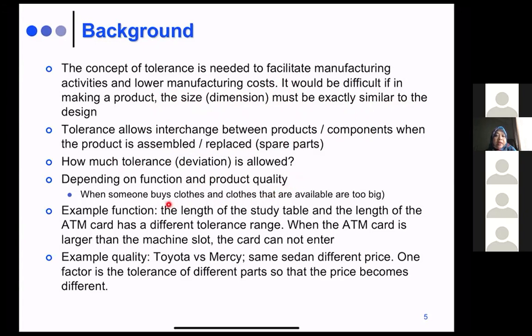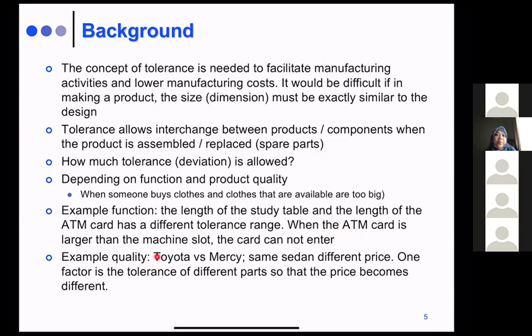The length of a study table and the length of an ATM card have very different tolerance ranges. If the ATM card is larger than the machine slot, of course the card cannot enter, so the machine slot should be a little bit larger than the ATM card so it can enter. Okay, and an example of function is this one.